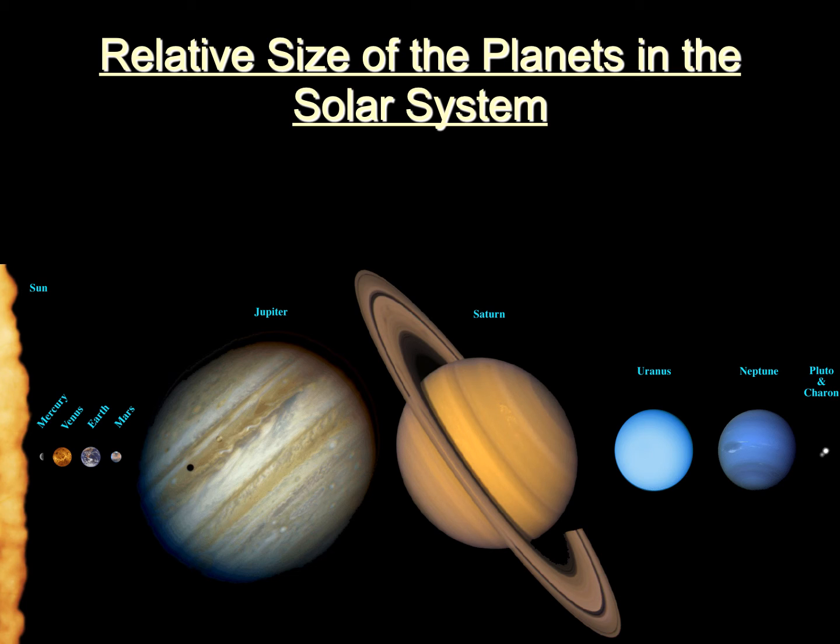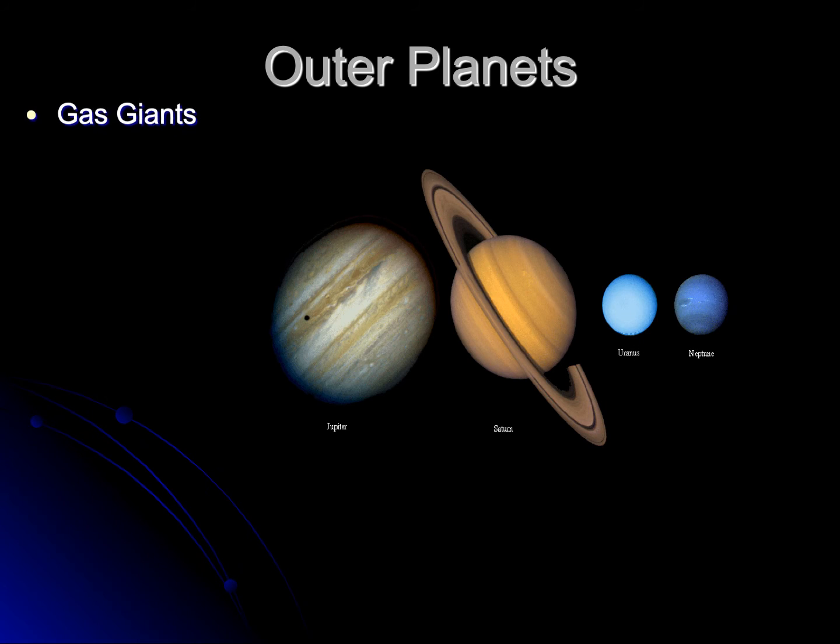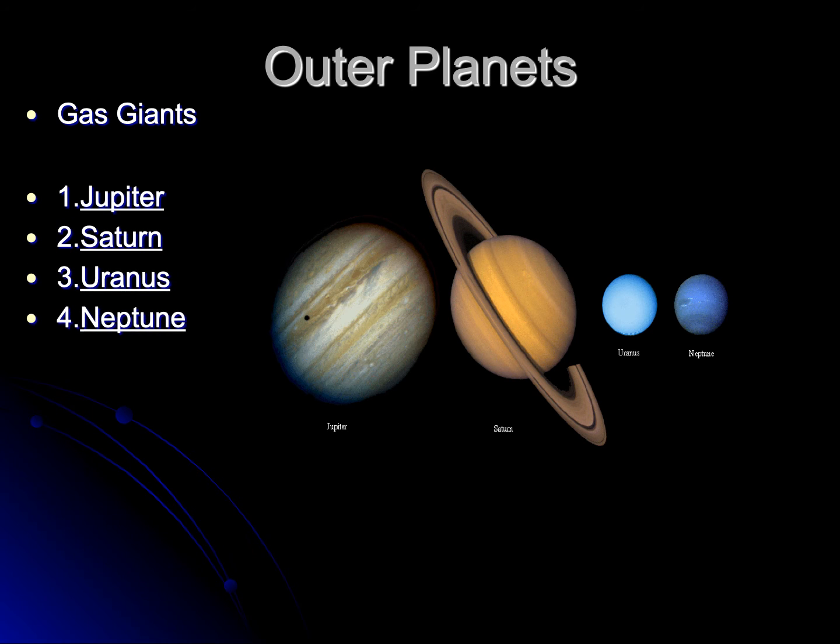Another reason why it's been demoted to a dwarf planet: it's out with the gas giants, but look at the size of it. The outer planets are called the gas giants for a reason. They're mainly made of gas, but they're giant because they literally are giants. Jupiter, Saturn, Uranus, and Neptune, working your way from the sun out, or the asteroid belt out. They are generally larger, so when you're comparing the inner and outer planets, the outer are definitely larger.